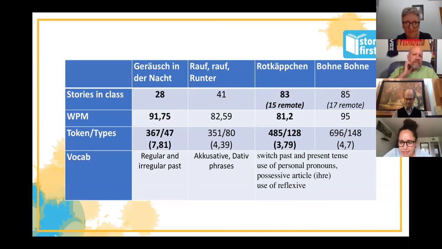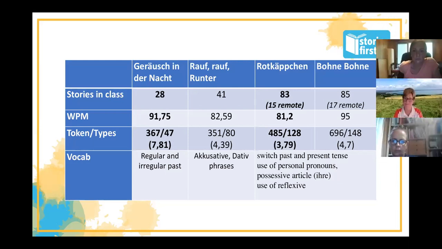The words per minute are less now. So she says 81.2 words per minute, where it was 91.75. However, her token and type ratio was very different here, because she had 485 tokens in this video. So she said 485 words in 6 minutes.